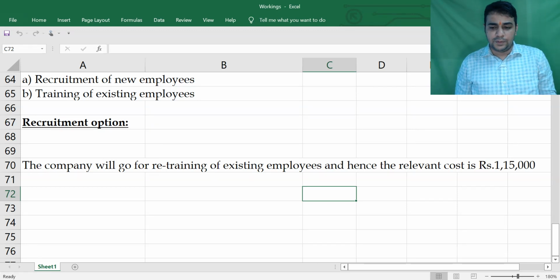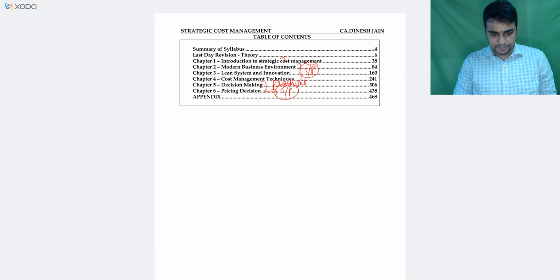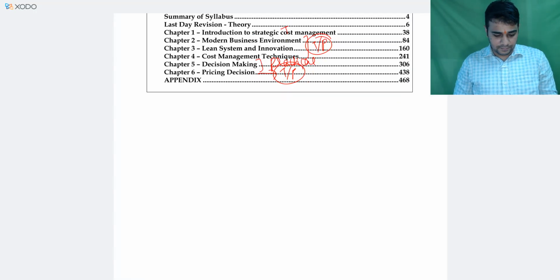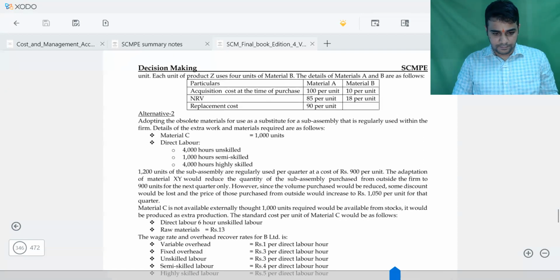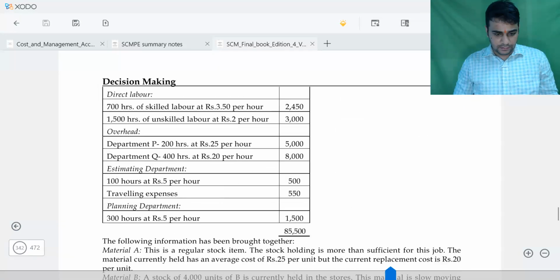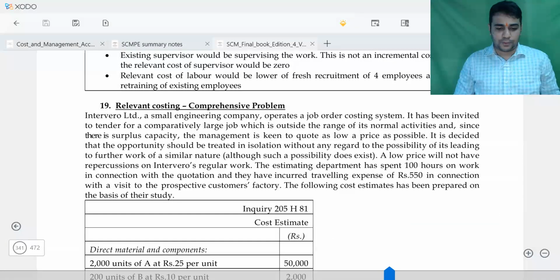Okay, let's continue with relevant costing. We'll have some new concepts which will keep coming in. Let's come to question 19.